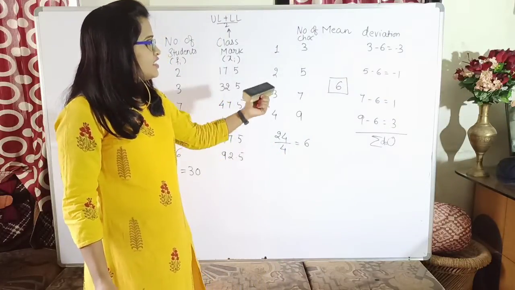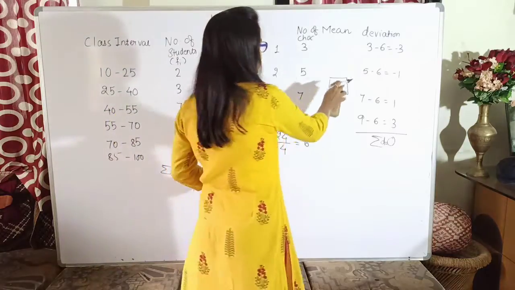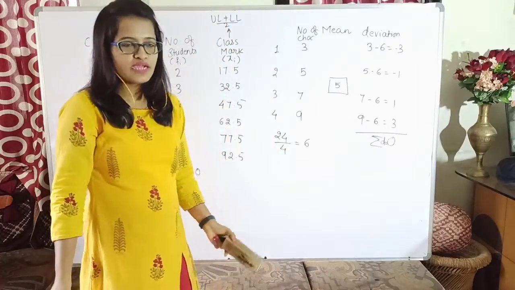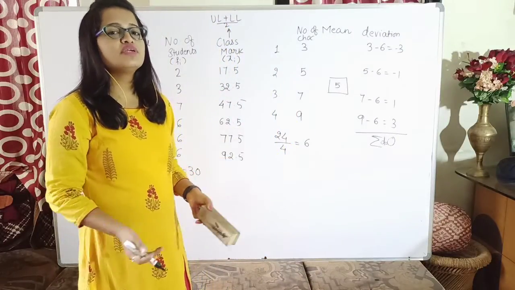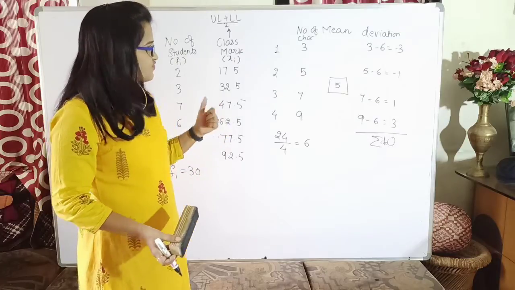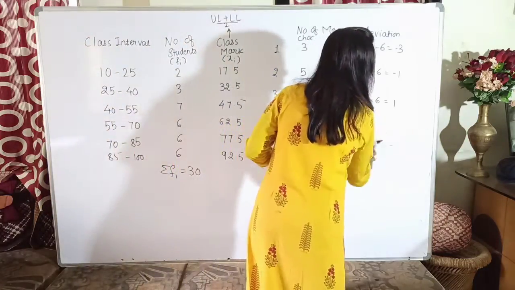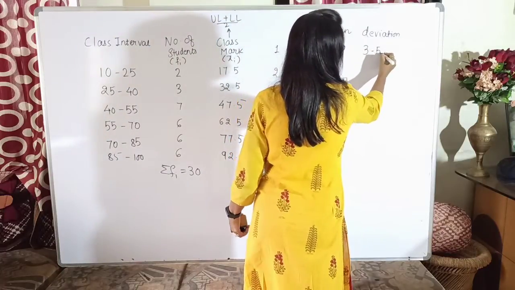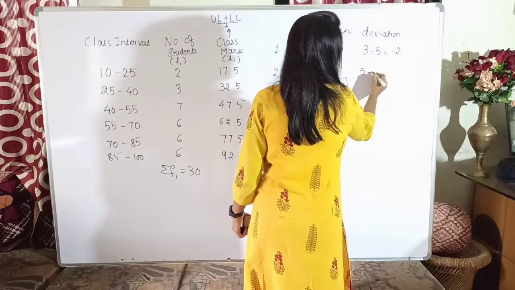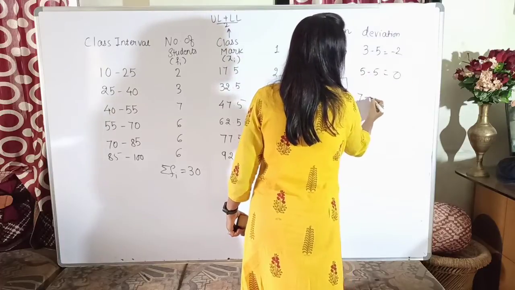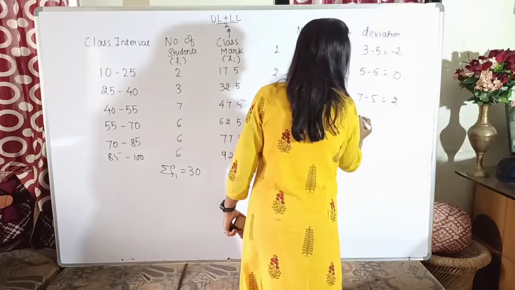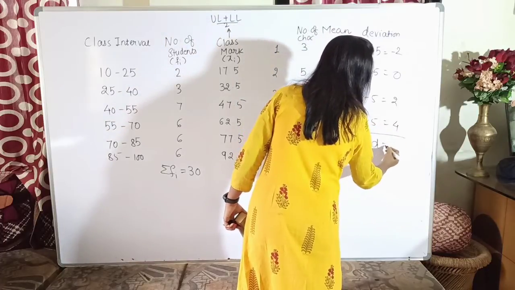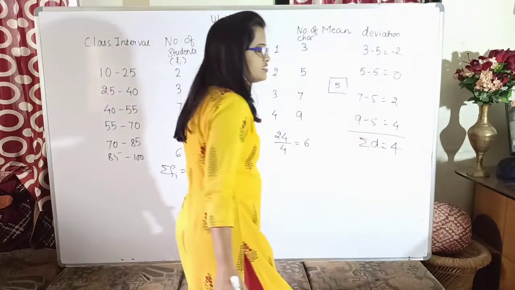What if here I assume the mean as 5, instead of 6? I didn't calculate it, I am just assuming that the mean is 5. So again, let us find the deviations. 3 minus 5 gives me minus 2, whereas 5 minus 5 gives me 0, 7 minus 5 gives me plus 2, whereas 9 minus 5 gives me 4. And if you add these deviations, you can see you are getting a value of 4.